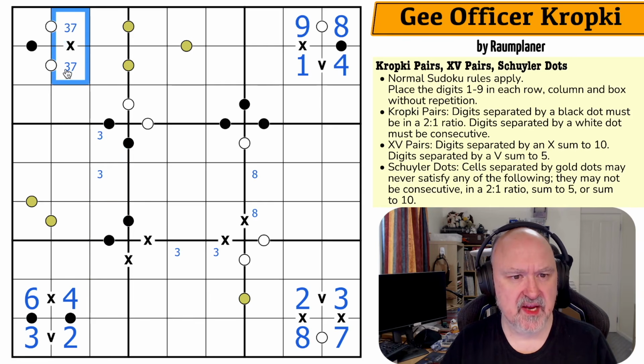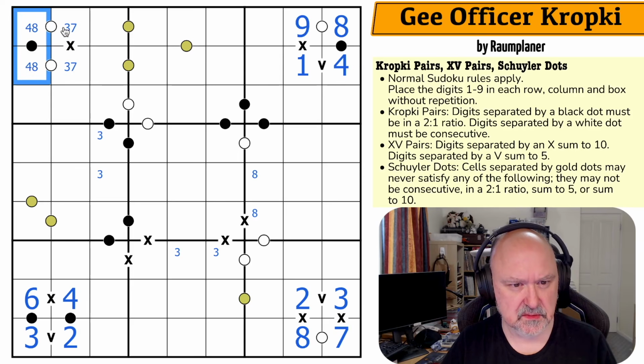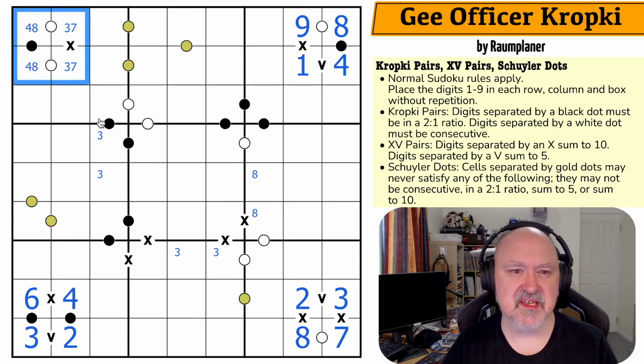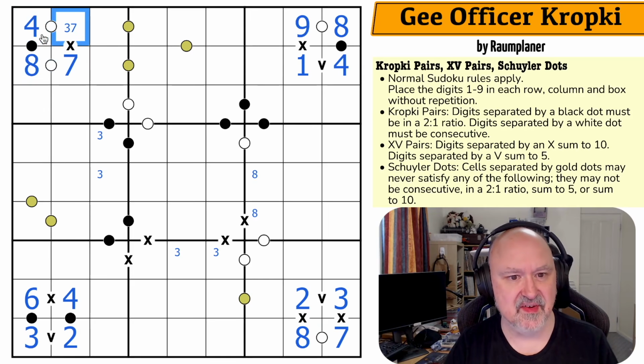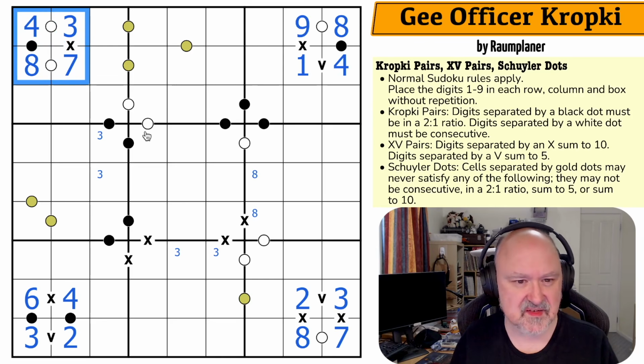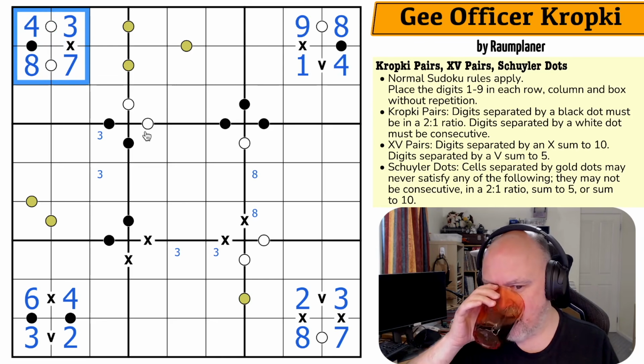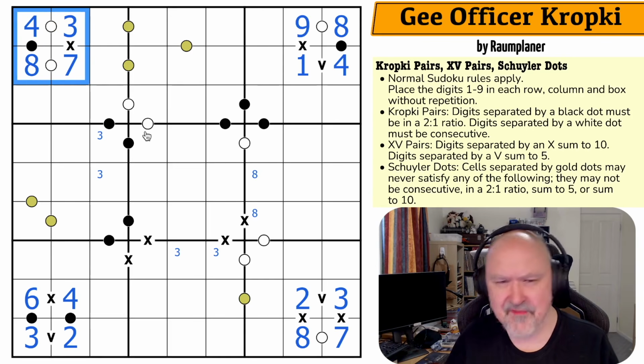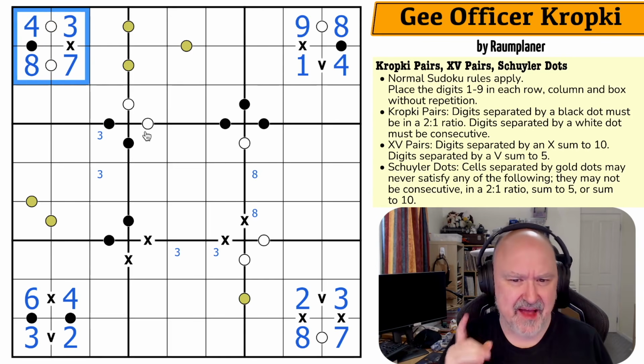So these have to be 4, 8 because if 3 went to 2, the maximum it could be is 4. So this is 4, 8. Interesting. This is fascinating. And the 8 makes that the 4 and that the 8, which means that's the 7 and that's the 3. And I've got all the corners in. This is fascinating. I haven't used the Schuyler Dots yet.